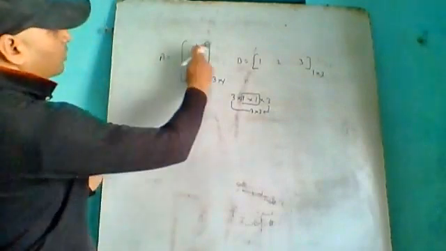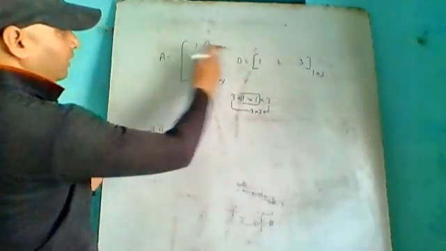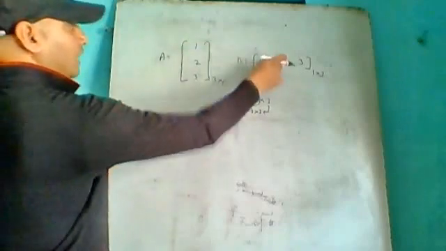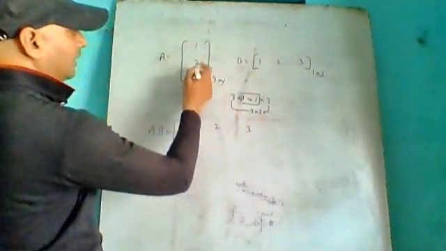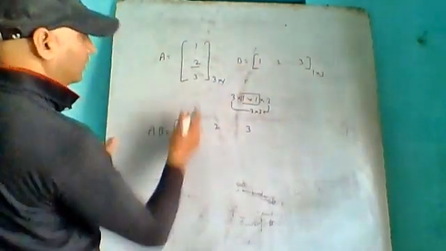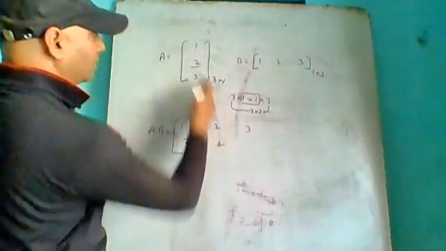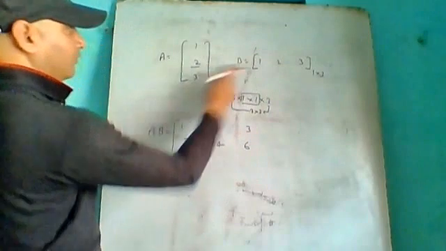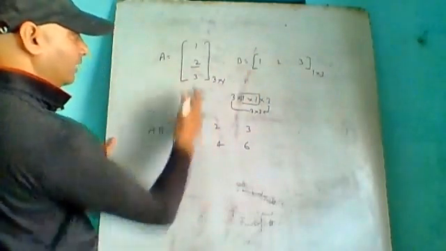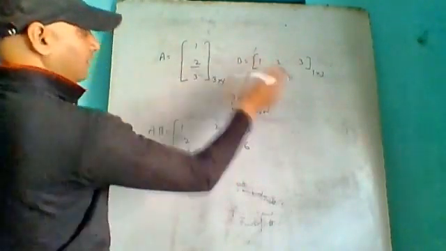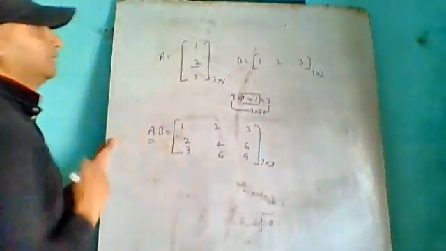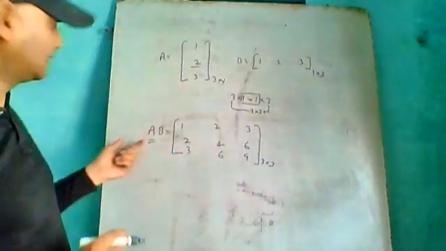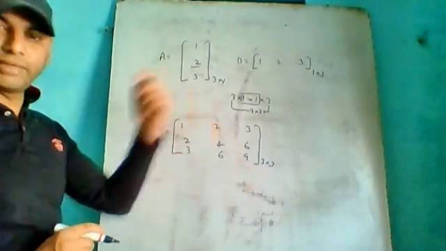Carefully. First row, first column: 1 into 1, 1. First row, second column. First row, third column. Second row, first column: 3, 4, then 6. Third row, first column: 3, 6 and 9. 3 by 3. This is another example of the product of matrices, a 3 by 3 matrix. Correct?